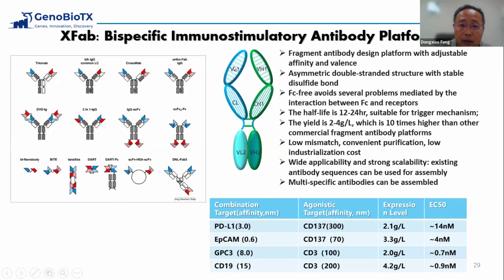You can see here, they fuse the expression of the VH1 and the VH2 and conjugate the VH1 and VH2 with the CH1 as one chain, and the other chain is the VL1, CL, and VL2. And the two chains can be connected with disulfide bonds. This is the basic structure of the XFAB.